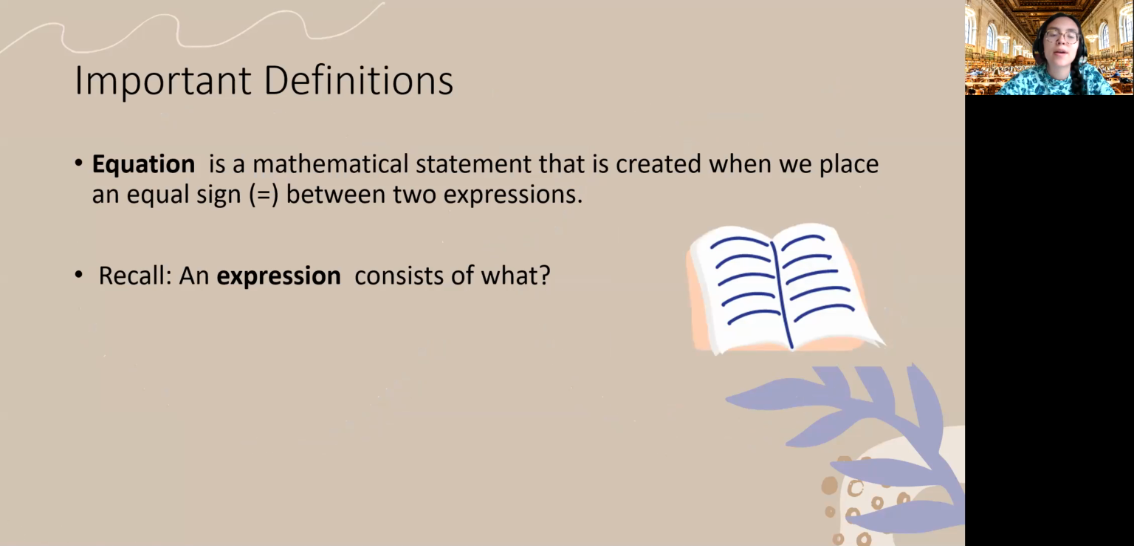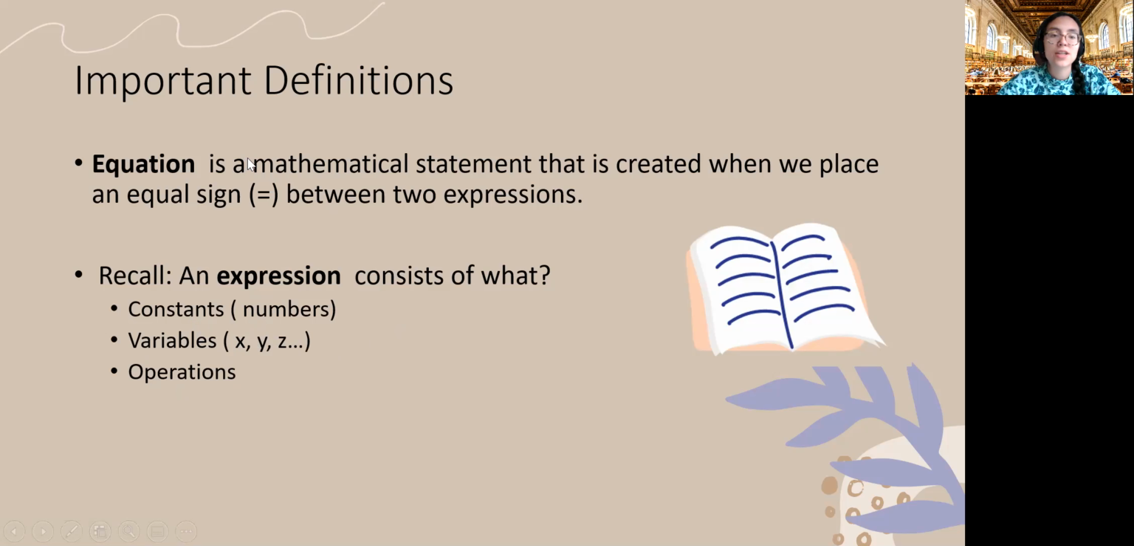And I want you to think about what an expression was. What did it consist of? That was one of our vocabulary words that we discussed in one of the very first videos. If you recall, an expression had numbers or constants. It also had variables, so x, y, z, a, b, a letter that represented a number. And it finally had operations: addition, subtraction, multiplication, division, powers. All the things that we have seen.